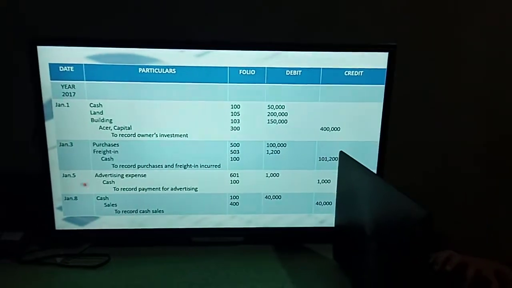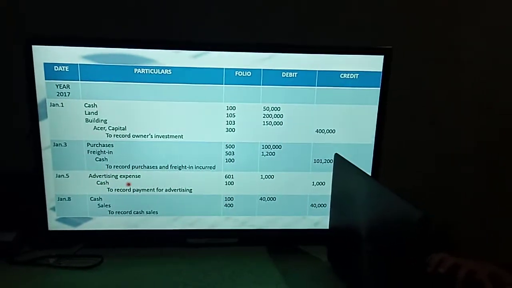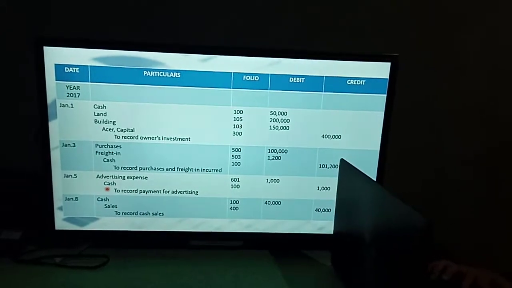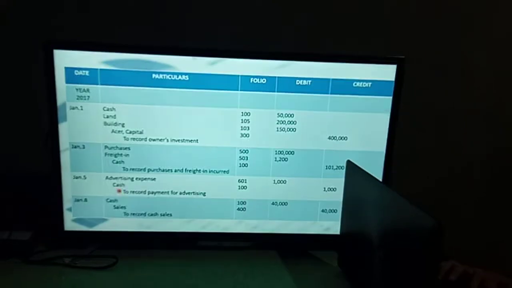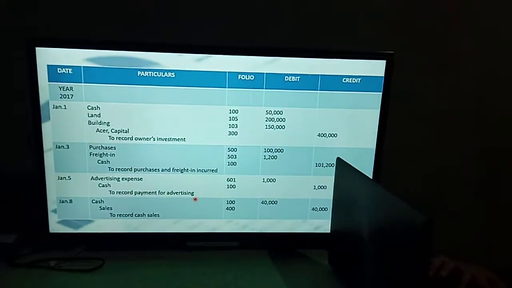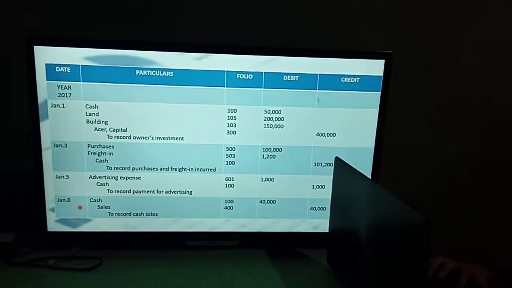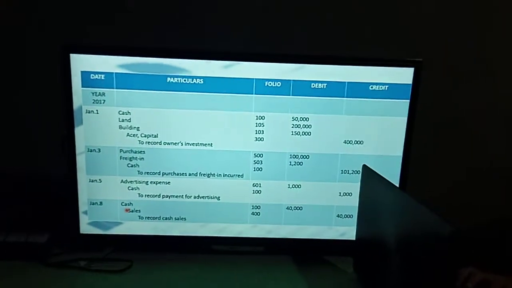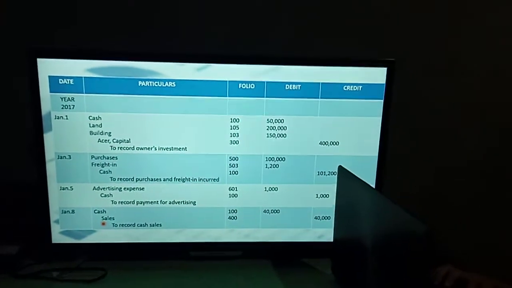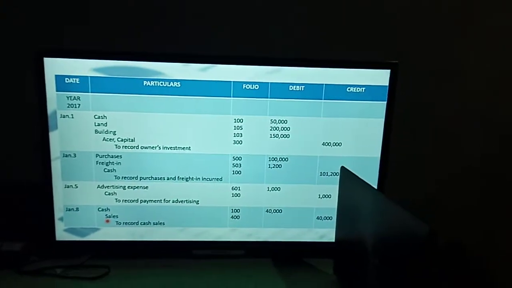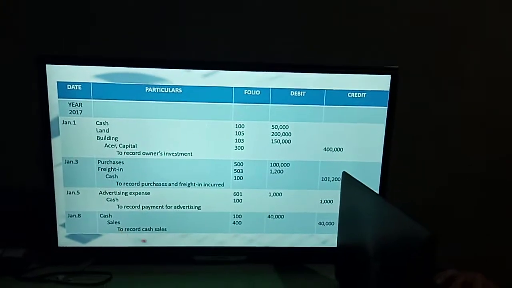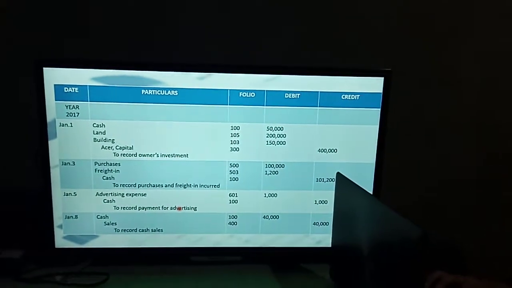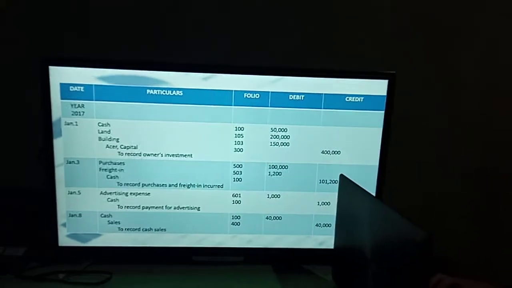Then for January 5, advertising expense is the account debited and cash is the account credited. To record payment for advertising. So that's 1,000. Then January 8, cash is the account debited, while sales is the account credited. That is to record cash sales. So, this is how journalizing entries happens.